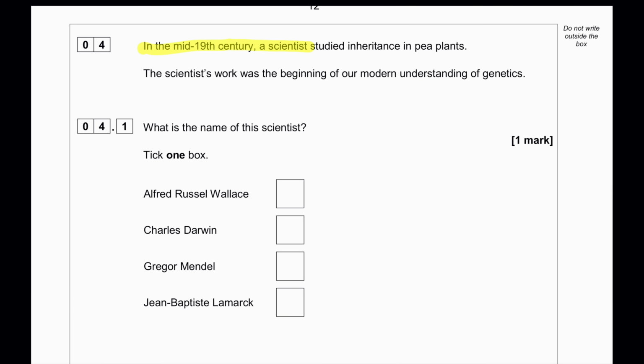In the mid-19th century, a scientist studied inheritance in a pea plant. The scientist's work was the beginning of our modern understanding of genetics. What is the name of the scientist? So in the mid-19th century, the first scientist who did this particular study at the time was Gregor Mendel.